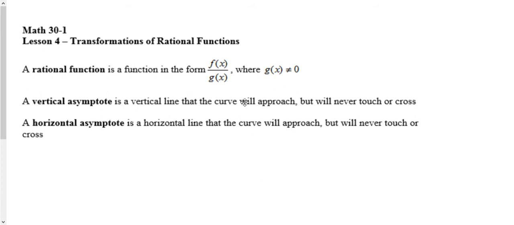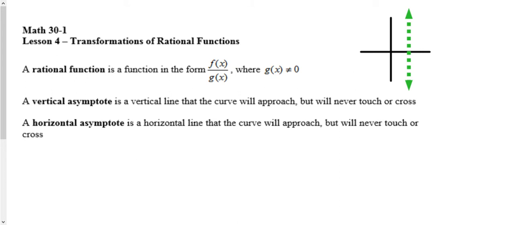It is a vertical line that the curve will approach, but it will never cross or touch this actual line. So if you had a grid, and here's your y-axis and your x-axis, a vertical asymptote will be a line, and it should usually be a dotted line going like that, and your graph will never touch or cross this line. That's what a vertical asymptote is.